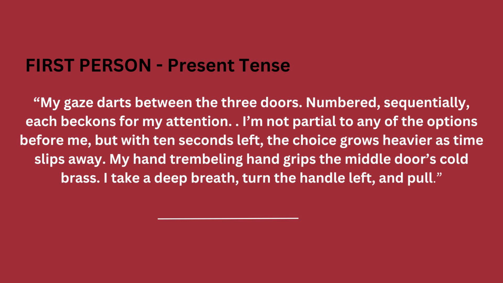Let's review our POV examples from part 1. In this example, it was written in first person narration and the verb tense is present. My gaze darts between the 3 doors, numbered sequentially. Each beckons for my attention. I'm not partial to any of the options before me, but with 10 seconds left, the choice grows heavy as time slips away. My trembling hand grips the middle door's cold brass. I take a deep breath, turn the handle left, and pull.